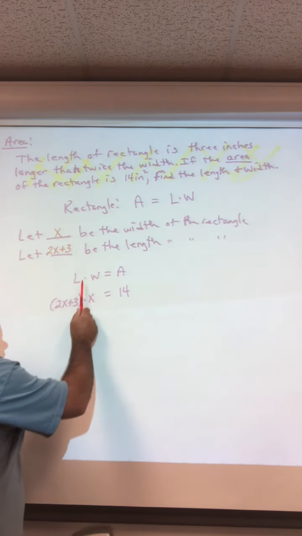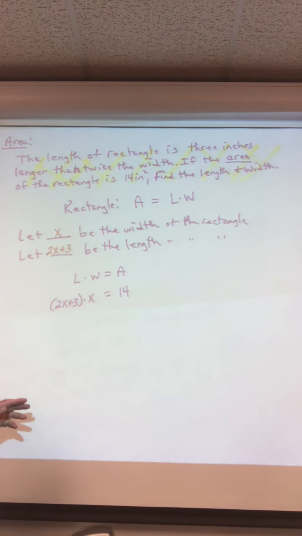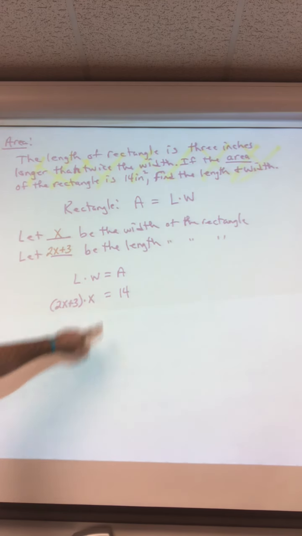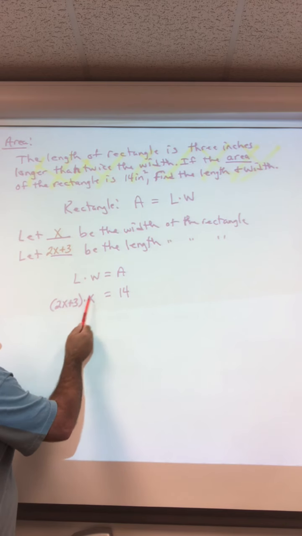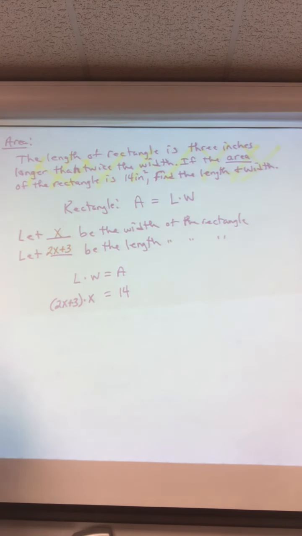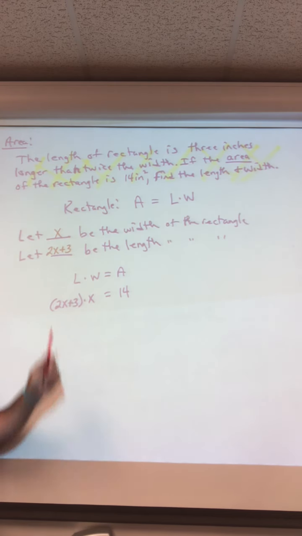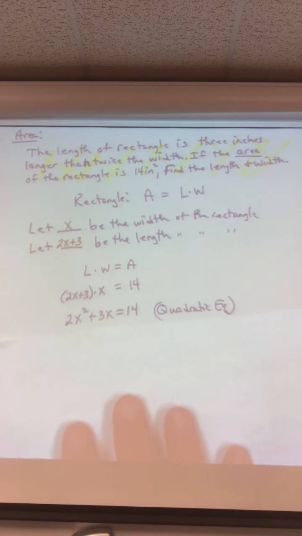All right, so now I want to multiply these two things together. Now I know that looks weird, but if you put that x in front, it's the same thing as if you leave it behind it. But you're multiplying this one term times both of these. This is what we call the distributive property. So if I distribute this, this would be x times 2x is 2x squared. x times 3 is 3x equals 14.